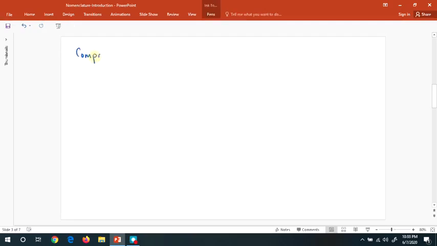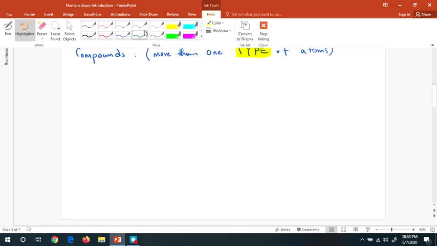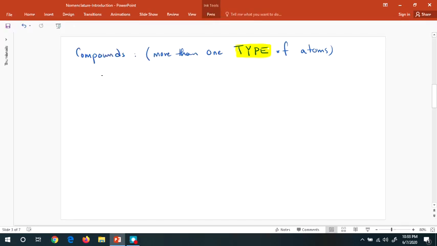So for compounds, we have this definition. If we have more than one type of atoms, I'm talking about type of atoms, not number of atoms. Please understand, when we say type of atoms, it means we are talking about, for example, Na and Cl. In this example, one atom is sodium, one atom is chlorine. So I'm talking about more than one type of atom. That is why we call that a compound. So each compound is composed of at least two types of atoms.